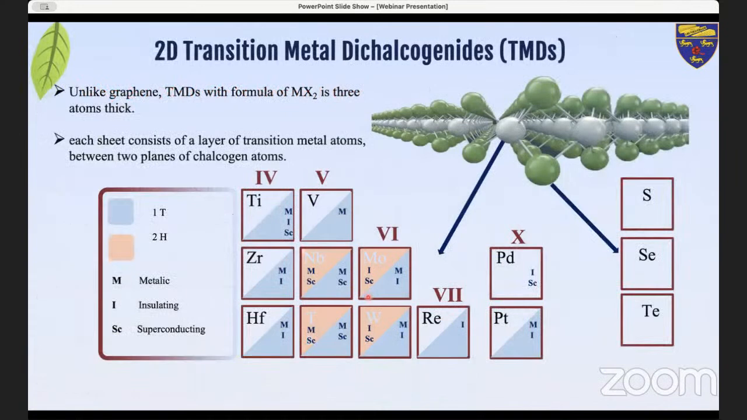So my research group works on 2D transition metal dichalcogenides, TMDs. We know that TMDs, unlike graphene, have the formula MX2. M belongs to the transition metals, commonly from group 5 to 7, and X is a chalcogen atom, for example sulfur, selenium, tellurium. So any composition of these two is known as a TMD. For example, molybdenum sulfide, molybdenum selenide, molybdenum telluride, or rhenium sulfide, rhenium selenide. All of these materials are TMDs.